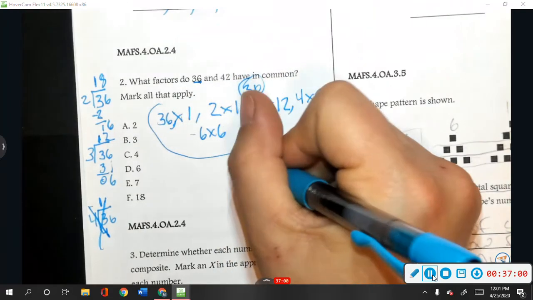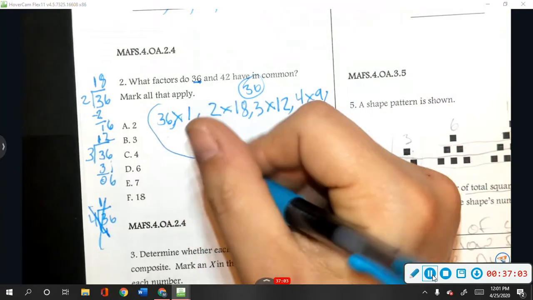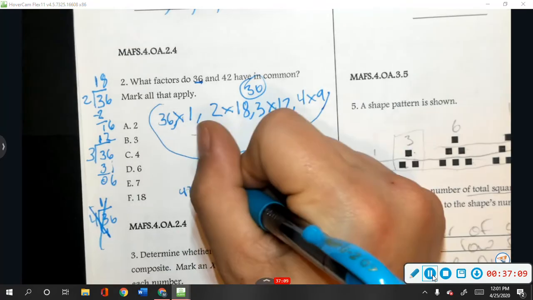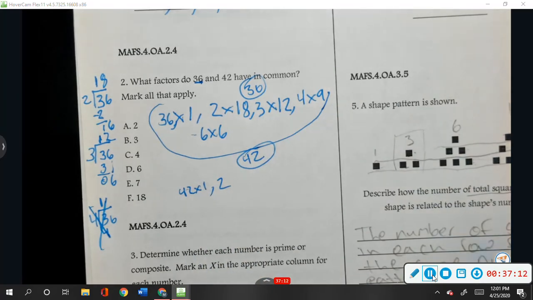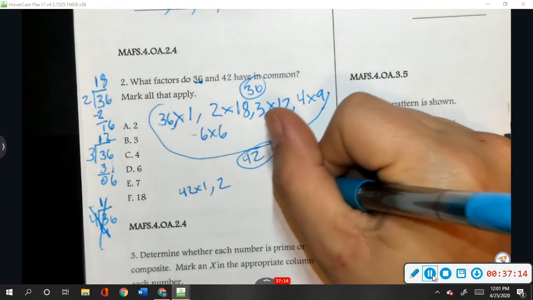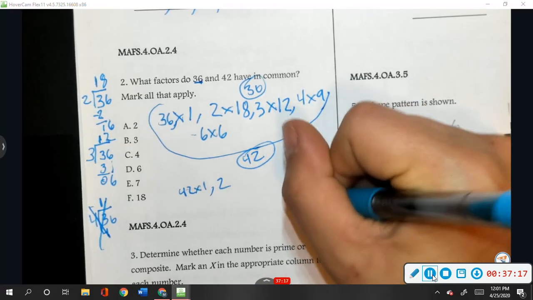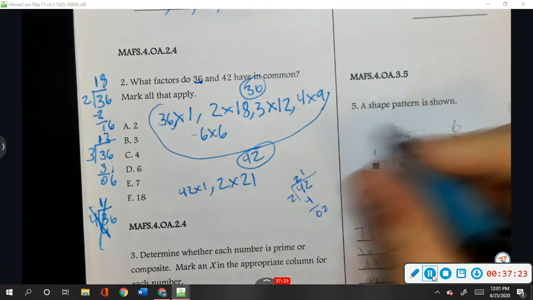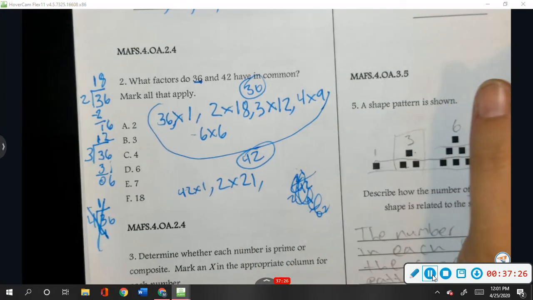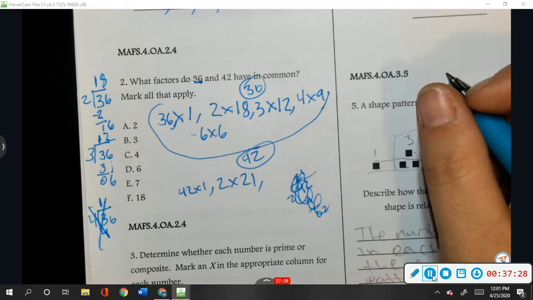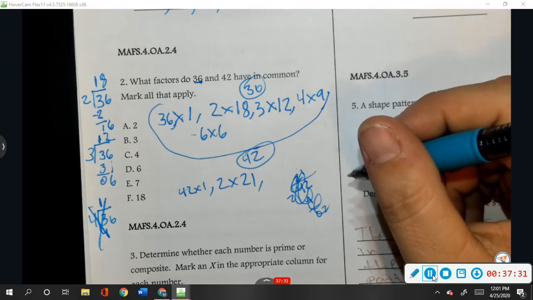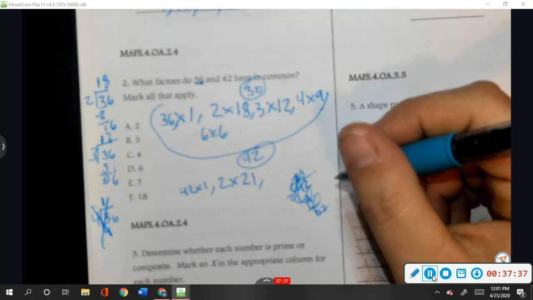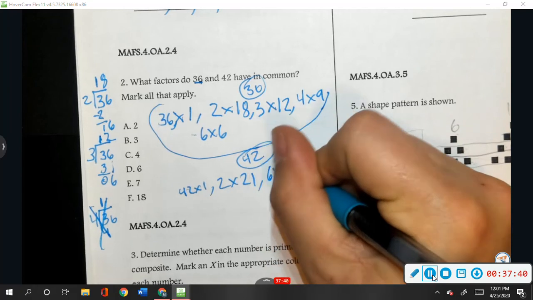What about the factors for 42? 42, we have 42 times 1. 2 goes into 42 how many times? If you're not sure off the top of your head, do your division again. It goes in 21 times. 3 does go into 42. 4 does not go into 42. 5 does not go into 42. 6 times 7. Here we go.